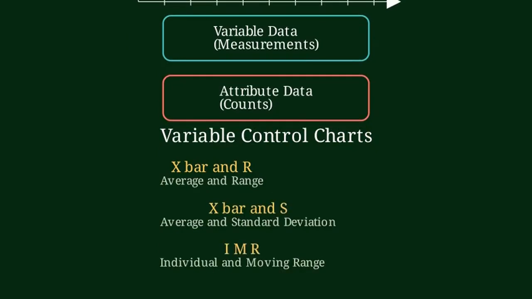First, the X-bar and R chart tracks the average and the range. Second, the X-bar and S-chart tracks the average and standard deviation. Third, the IMR chart is for single measurements and their moving ranges.